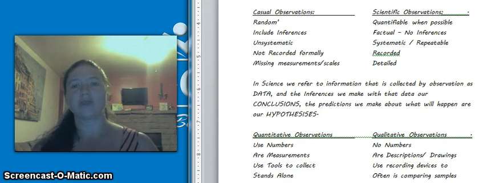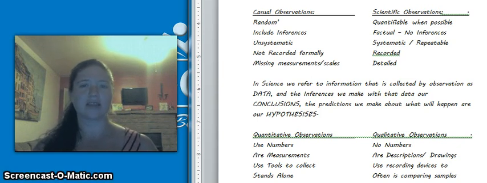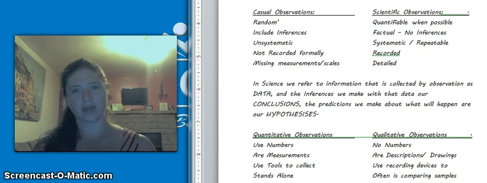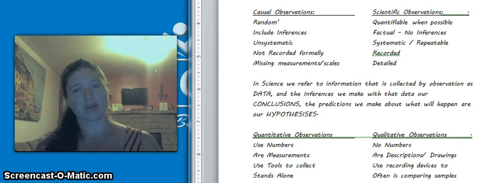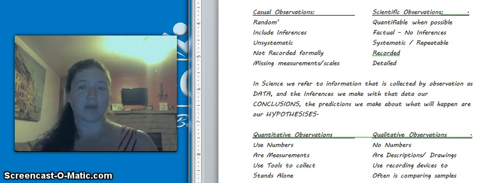When we make inferences about that data, of what we think it means, these are our conclusions. We usually see this either in the analysis or conclusions part in our labs, but they are considered a conclusion from the data of what we think that data means based on our prior experience. And finally, when we make our predictions about what we think is going to happen, those we refer to as our hypotheses. Our hypotheses are predictions, and we go through and we test them and we see if we're right.